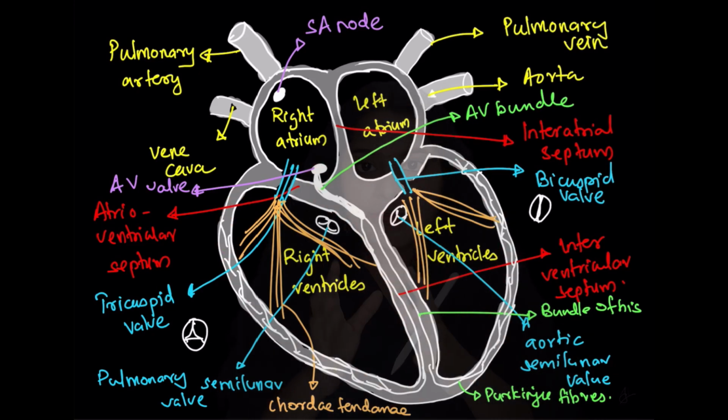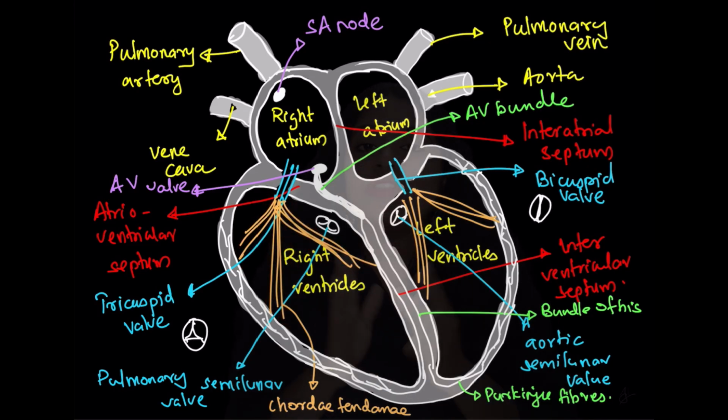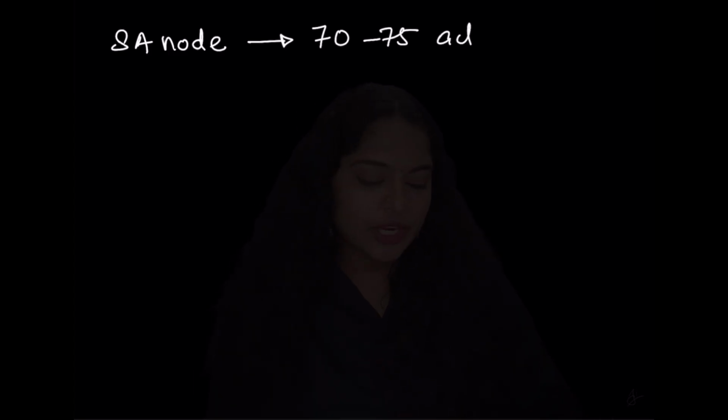There are certain ligaments present in the heart which connect the valves to the ventricular walls. These are called the chordae tendineae. So this is all about the structure of the human heart. The nodal musculature called the SA node, present on the upper right corner of the right atrium, can produce its own action potential, approximately 70 to 75 action potentials per minute.